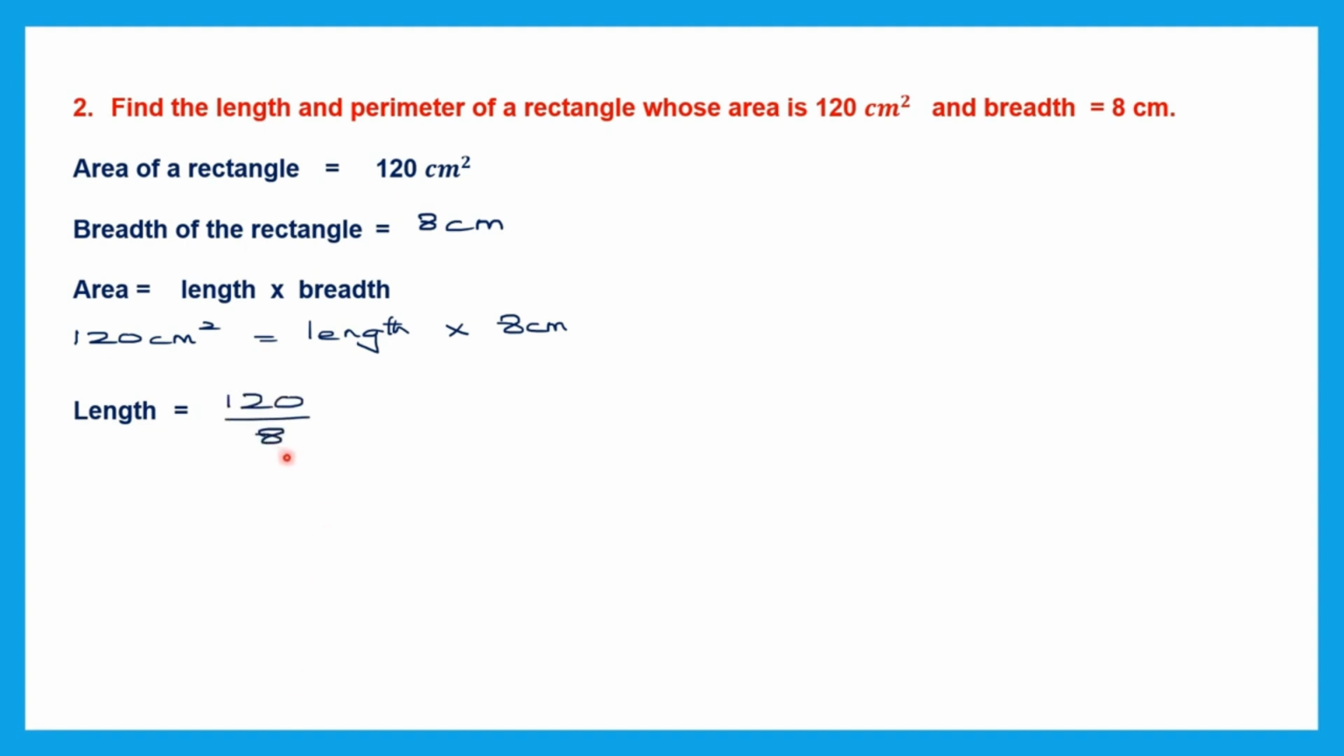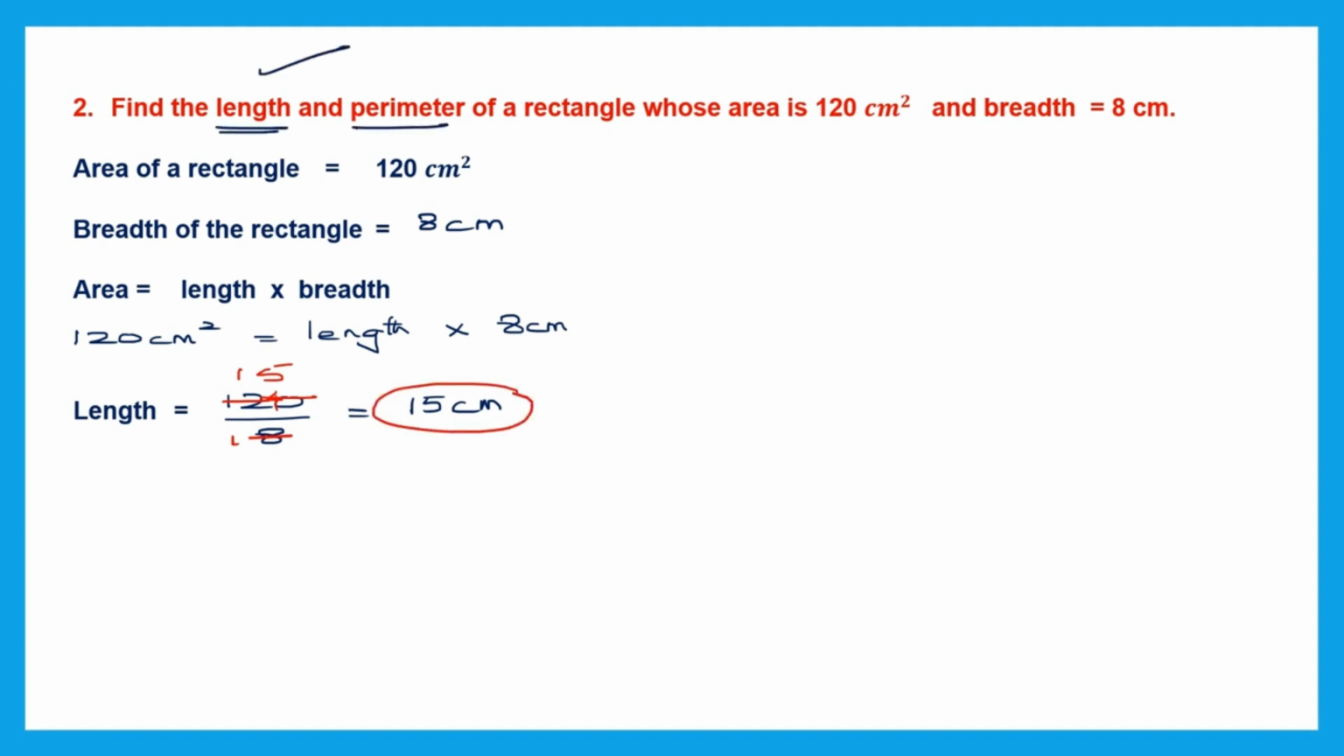Now how did we get division? We have moved this 8 centimeters to the other side. It is multiplication, so it becomes division when you transpose it. Now let's cancel. 8 ones are 8. Here also 8 ones are 8. There is 4 left, 40. 8 fives are 40. So we have found the length, and the length is 15 centimeters. So this is the first question that we have answered. We've been asked to find the length and we found that.